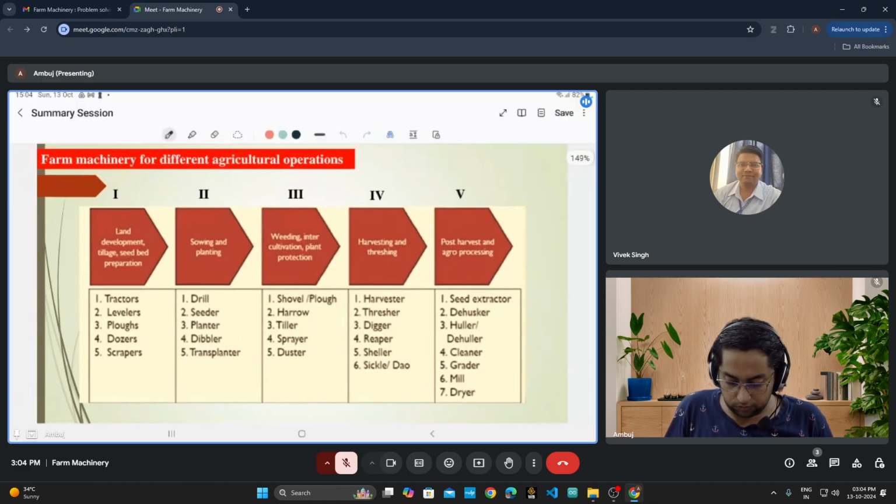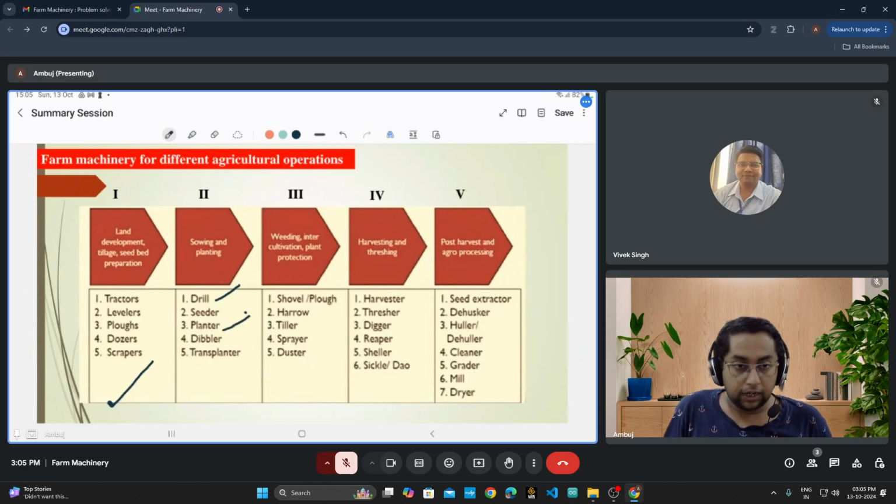Moving forward, regarding sowing and planting, we talked about the design of the drill, seeder, planter, dibbler, and transplanter. For the seed drill we designed each and every component. Then we designed the seeder. Please do try to see the difference between the seed drill and the seeder or the planter. A seed drill takes care of your row to row spacing, but a planter takes care of both row to row as well as plant to plant spacing. This is the difference between the drill and the planter.